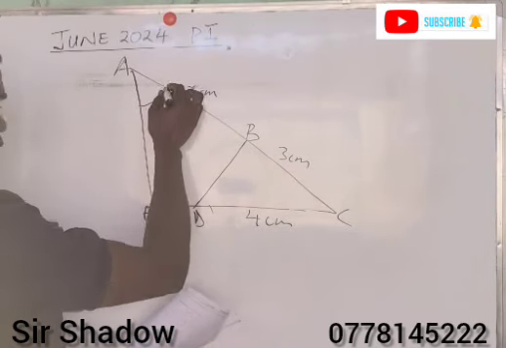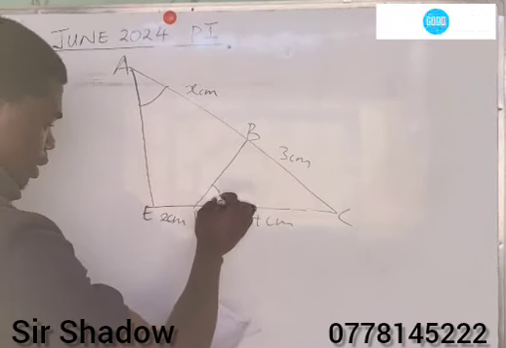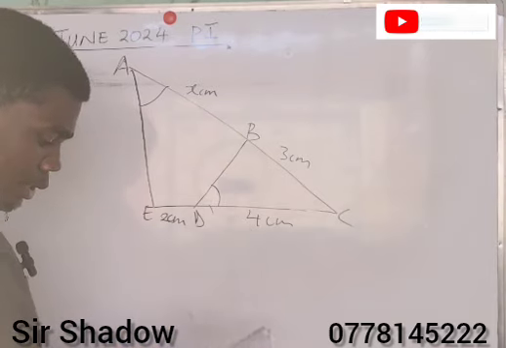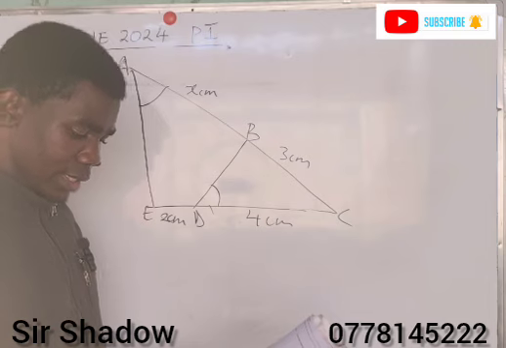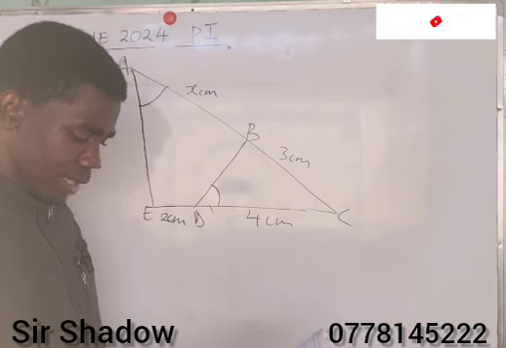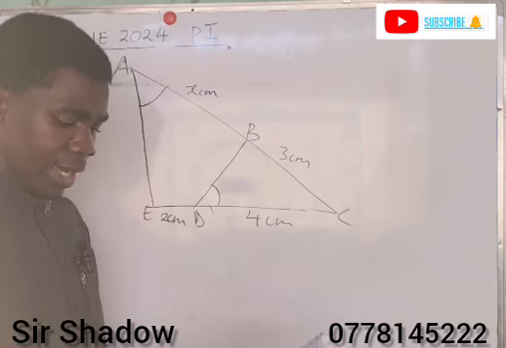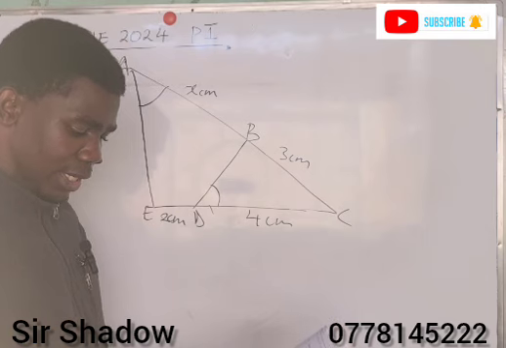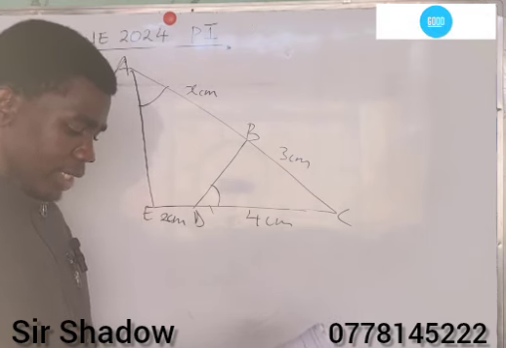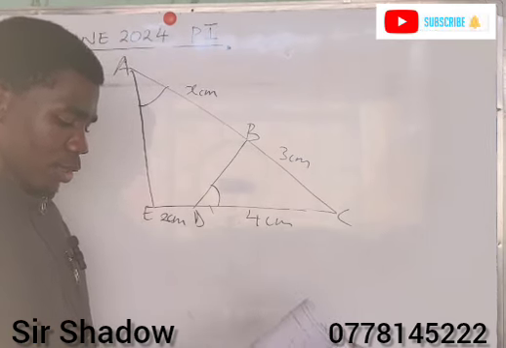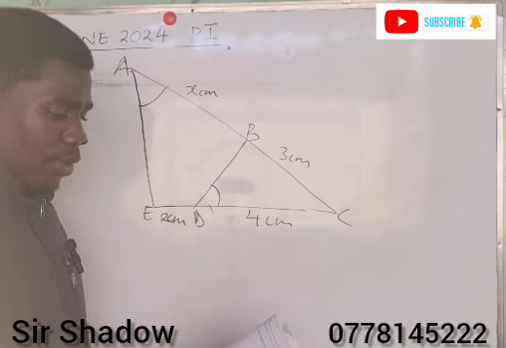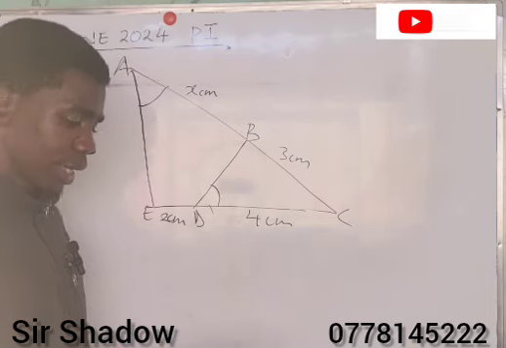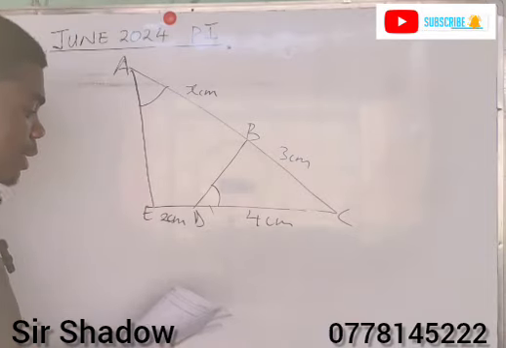Given this angle, also this angle. In the diagram above, EAC is equal to BDC. AB is x centimeters, BC is 3 centimeters, DC is 4 centimeters, and ED is 2 centimeters. The area of triangle ACE is 24 square centimeters. The first part: name the triangle that is similar to triangle ACE.